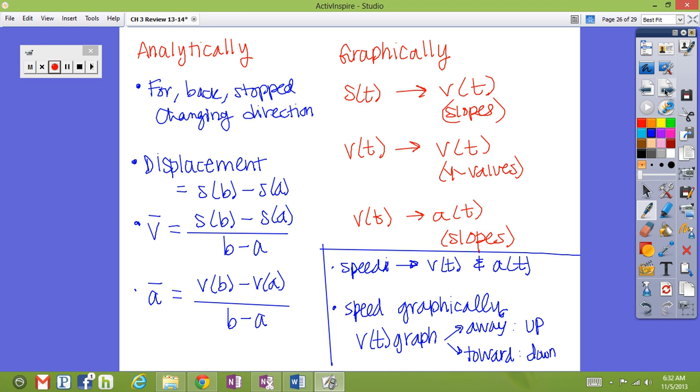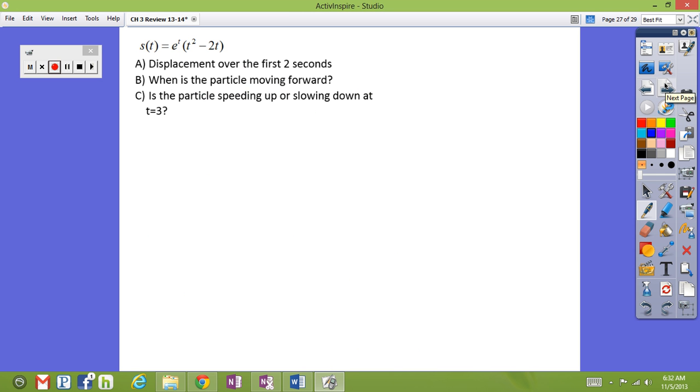So here's my question. It's an analytical question. Given that this is the position function, first let's start with these three questions. Go ahead and press pause, and then check your answers. Alright, displacement, letter A. S sub b minus S sub a. And b will be S sub 2, and a will be S sub 0.